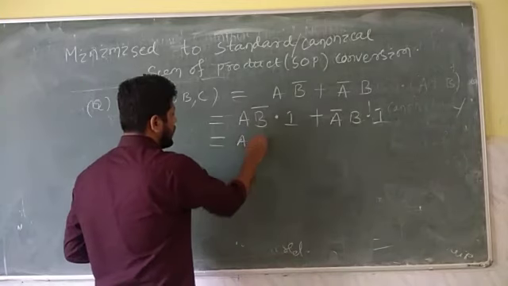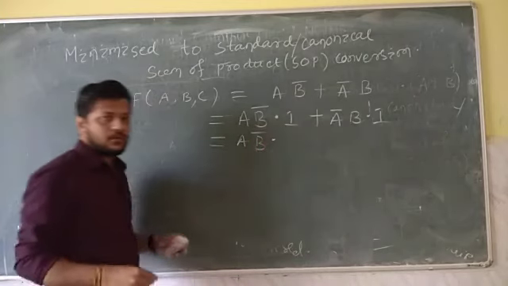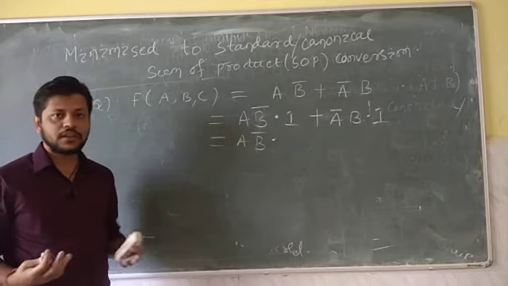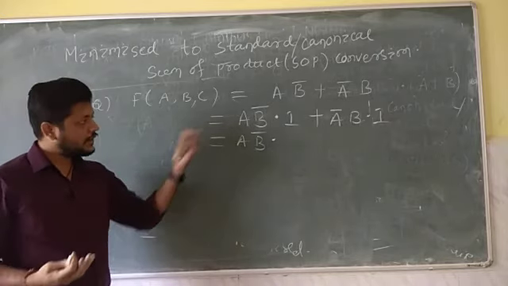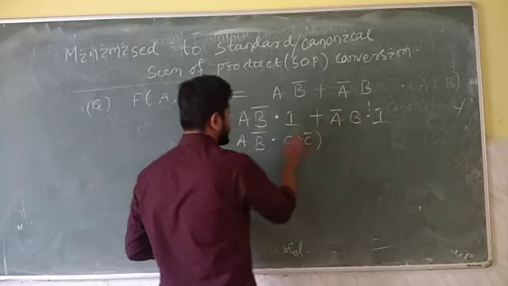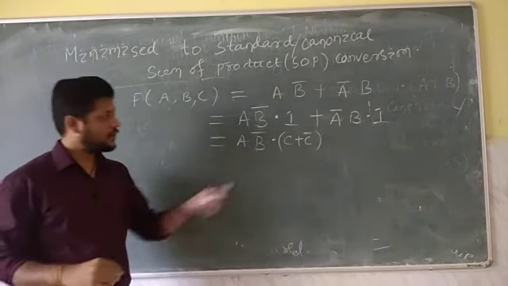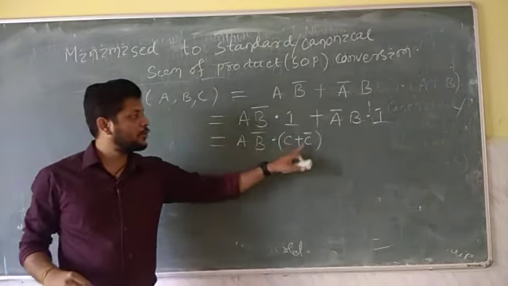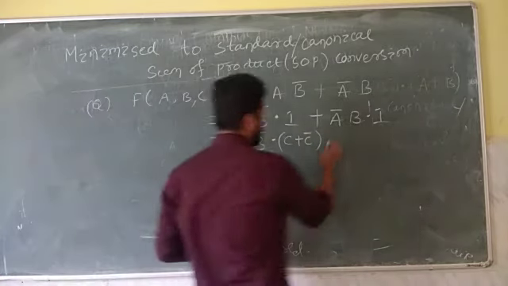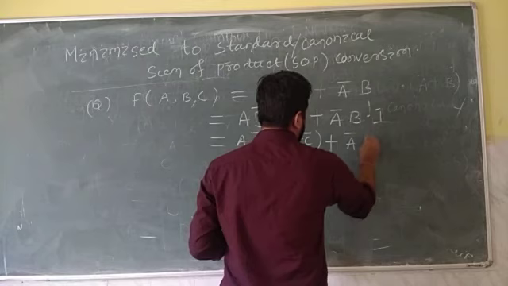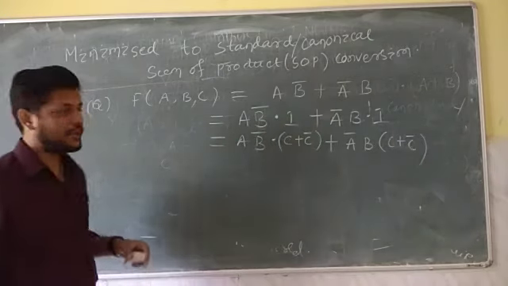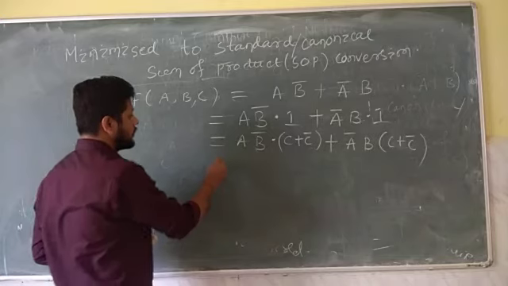So for A B bar, you need to write the term that is missing. The term C is missing. So how to write C so that it represents 1? We already know C or C bar is nothing but 1. C ORed with its complement C bar always gives you 1. So I am writing that. Then again plus A bar B, again (C plus C bar).